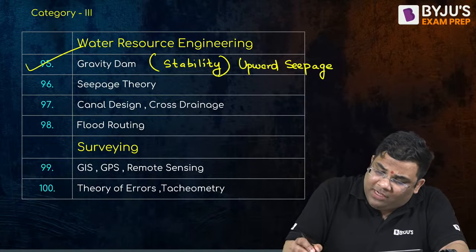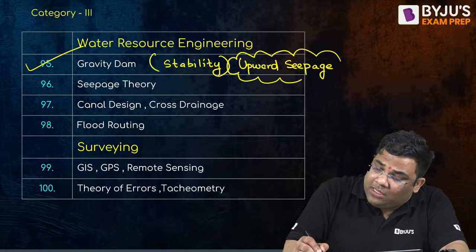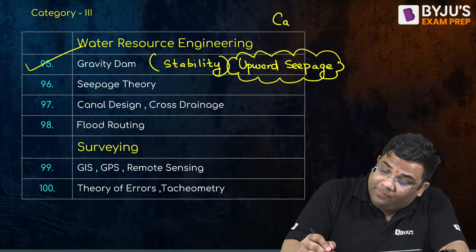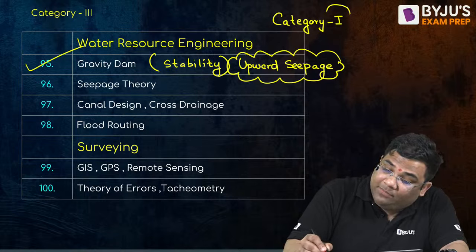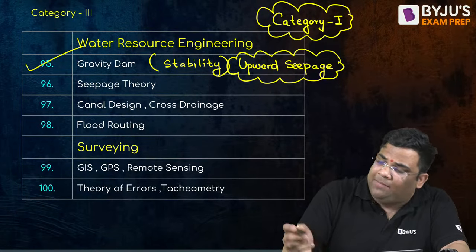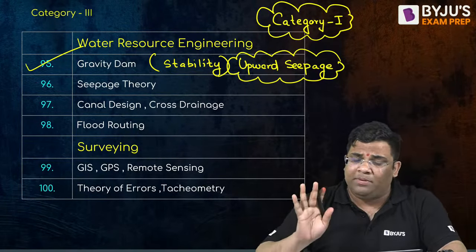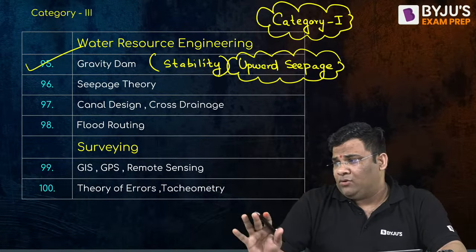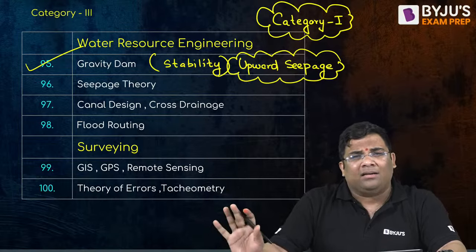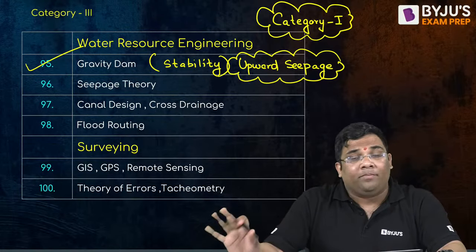No, qualifying is not the target. First target to complete the category 1 subject topics, okay? Half of geotech will not do. Complete category 1 subjects and then category 2 and category 3. Don't try to just qualify. You complete these 100 topics, you will get good marks.